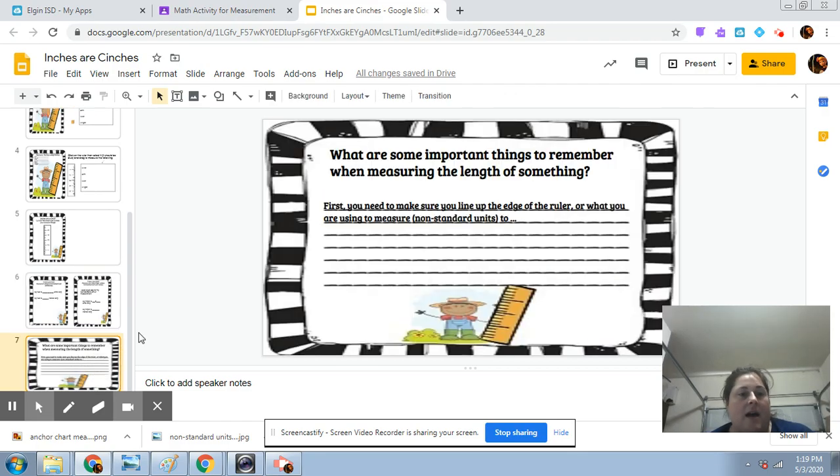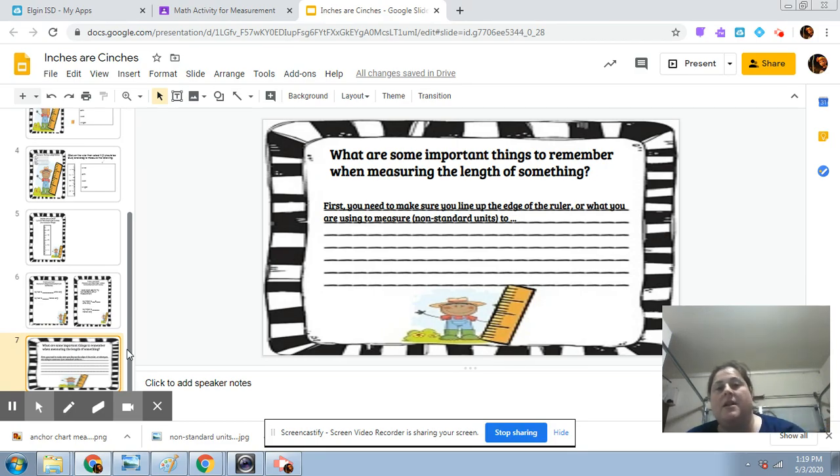And the very last slide, what are some important things to remember when measuring the length of something? There are some anchor charts if you haven't already taken a chance to look at them, and they've got some really good information. So using those, I would encourage you to guide them, but don't give them the answer.